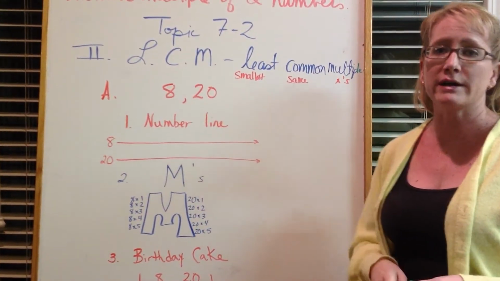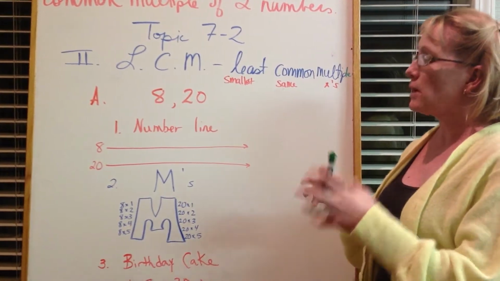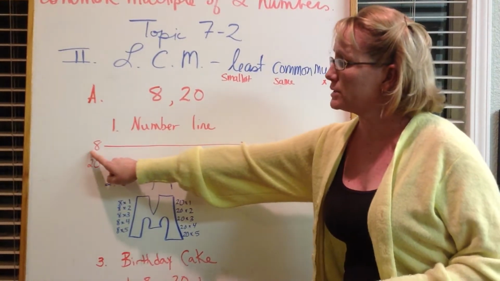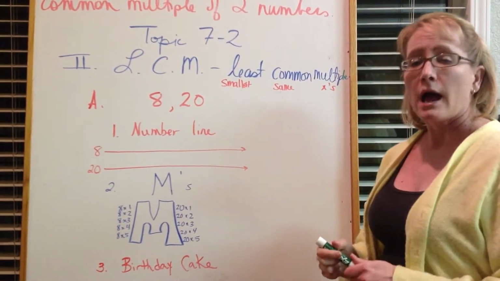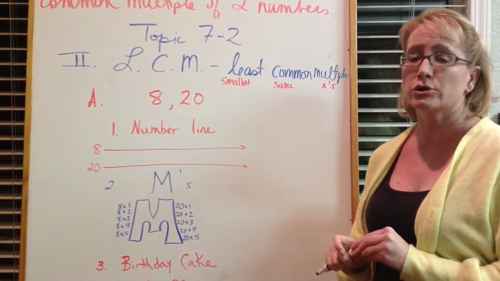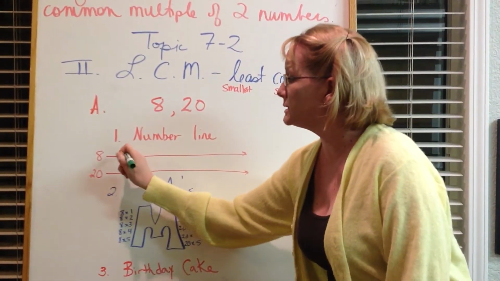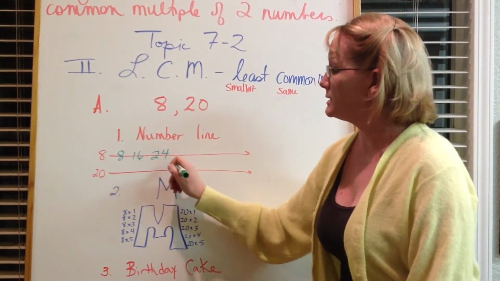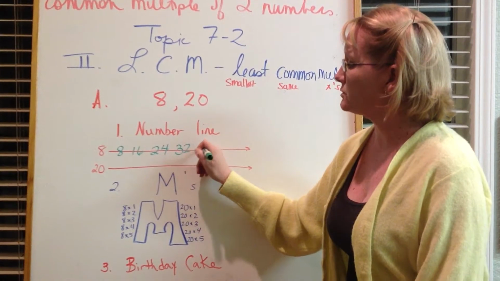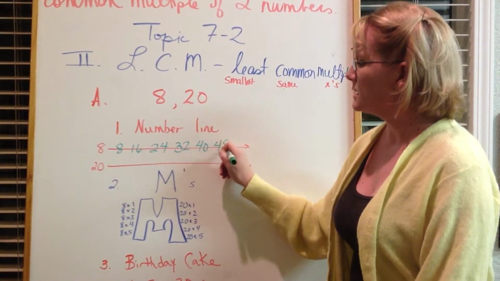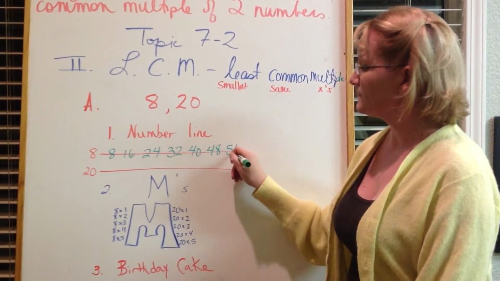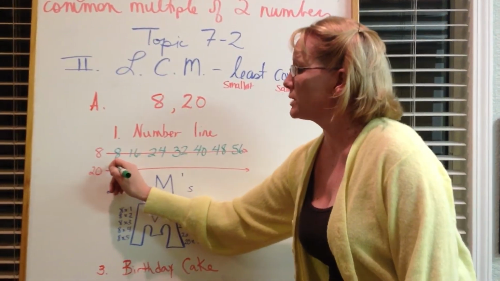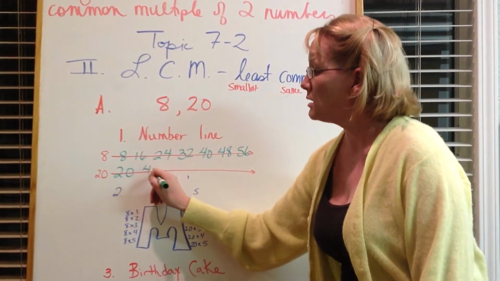Here are our 2 numbers that we're trying to find the least common multiple of, or the smallest same multiplication that they have. So it's called number line, and you write the numbers, 8 and 20, and you draw a long line. And then you're going to write their multiples, or their multiplications. 8 times 1 is 8, 8 times 2 is 16, 8 times 3 is 24, 8 times 4 is 32, 8 times 5 is 40, 8 times 6 is 48, 8 times 7 is 56. Now we're going to do the multiples of 20. 20 times 1 is 20, 20 times 2 is 40.